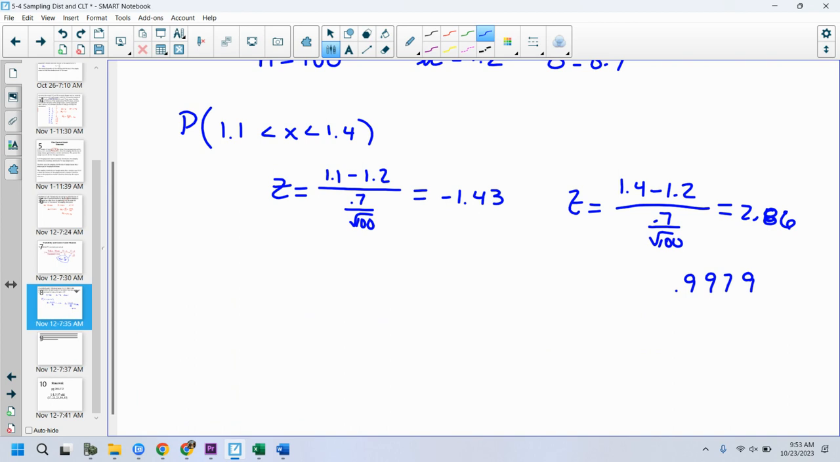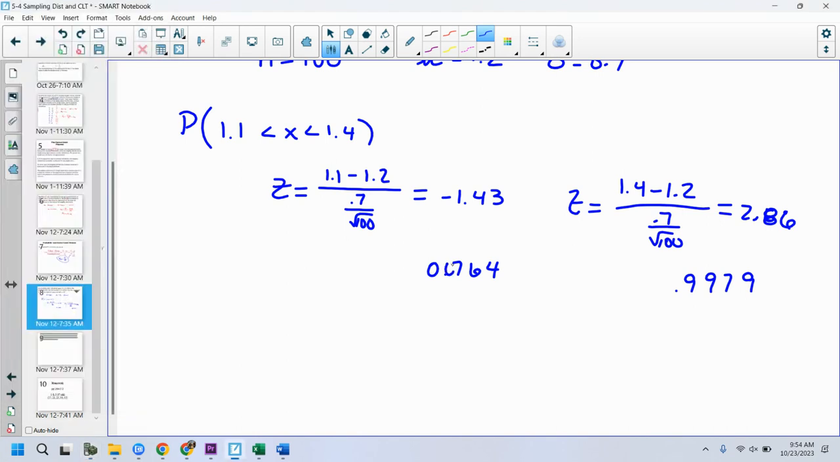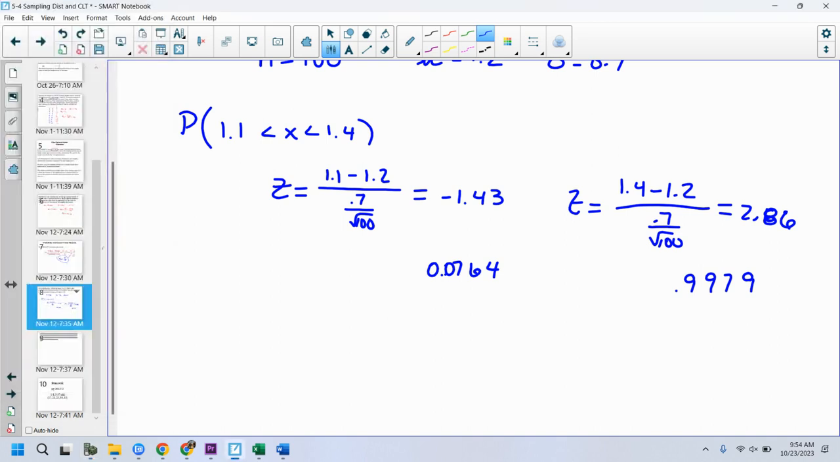For negative 1.43, I've got 0.0764. So now the probability that it falls in between is going to be the difference between those. 0.9979 minus 0.0764 is going to be 0.9215.